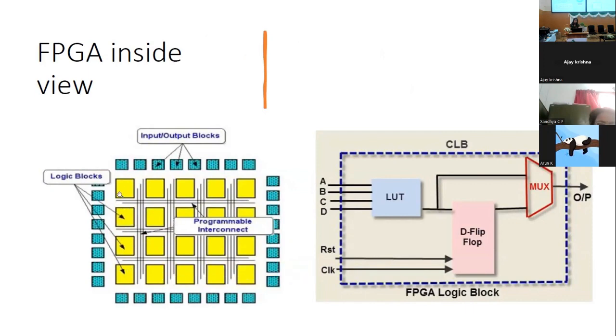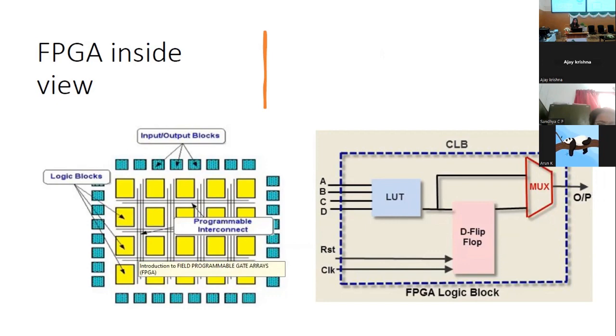Each of these yellow color blocks contains the things on the right-hand side. LUT means lookup table. It will be used for implementing logic. Then flip-flops and multiplexers. So each CLB will contain a set of these, and we will be implementing our logic in these yellow color blocks. If I want to connect two blocks, we have interconnects in between the lines. It is a programmable interconnect; you can connect in whichever way you want.